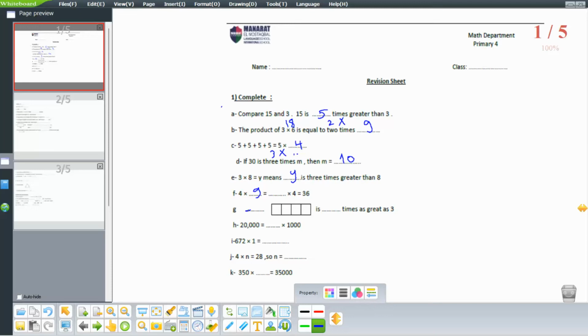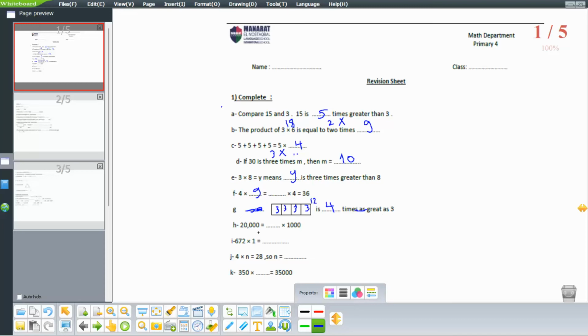Letter G, this is a mistake. It's not there. Okay, how many? 1, 2, 3. So A is times as great as 3. If it was 3 here and 3 and 3 and 3, so the answer here should be missing 12 is 4 times as great as 3.